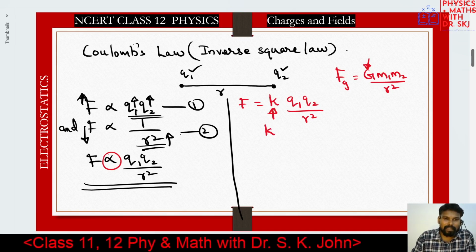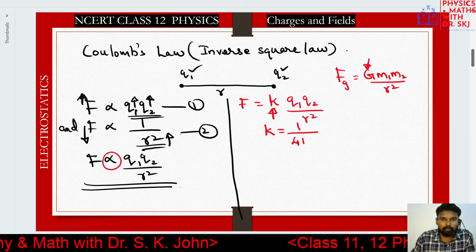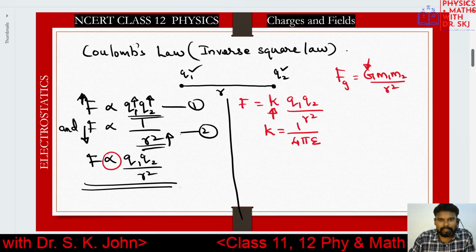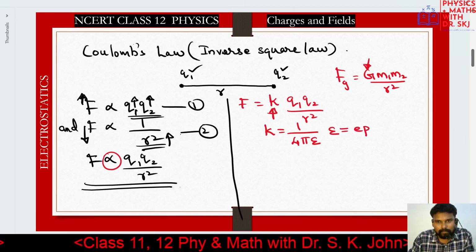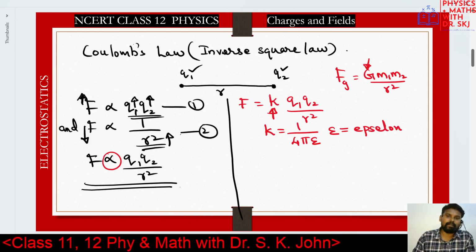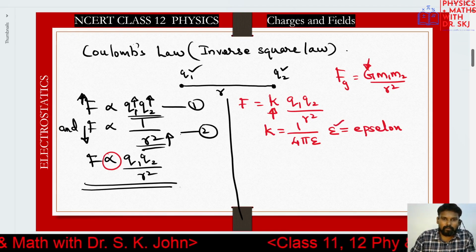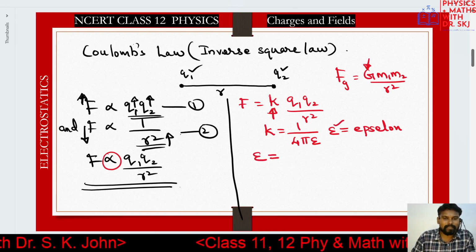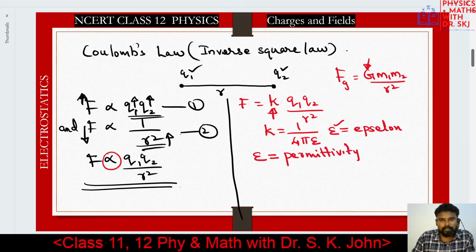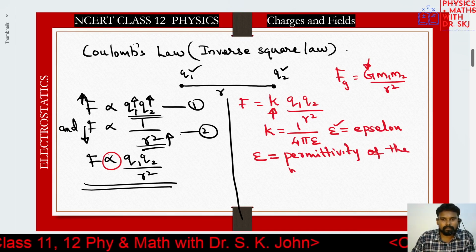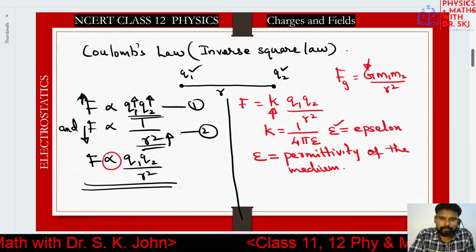So we express k like this: 1 by 4 pi epsilon. This letter may be new for you. You have to read it as epsilon. It's a Greek alphabet. So what is epsilon here? Epsilon represents the permittivity of the medium.